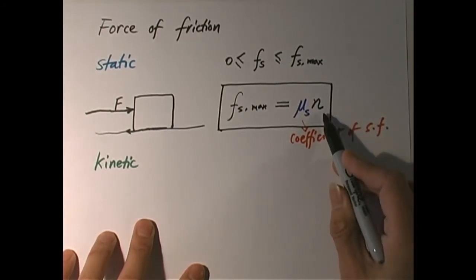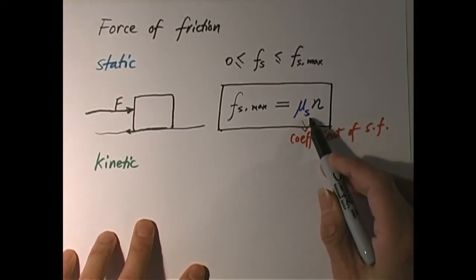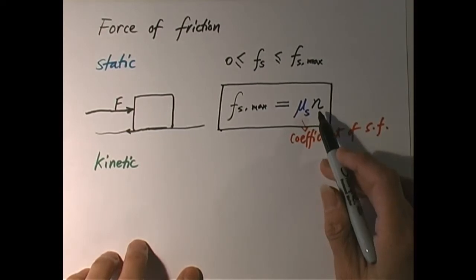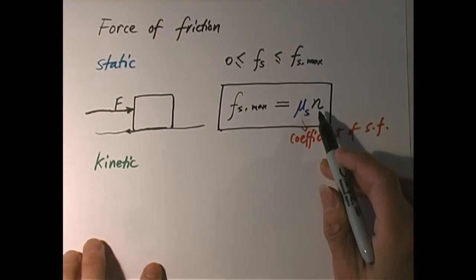Mu s is a dimensionless number which usually is less than 1. What is it equal to? Well, that depends on the surface conditions, the condition of both surfaces. There is a table in the textbook that tells you some values of common combinations of materials.